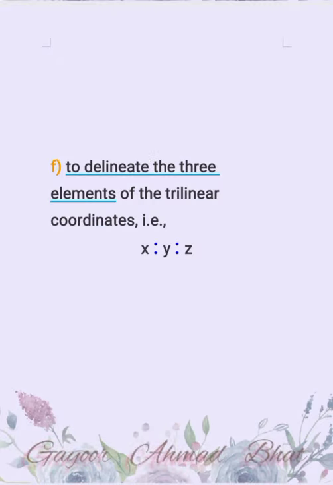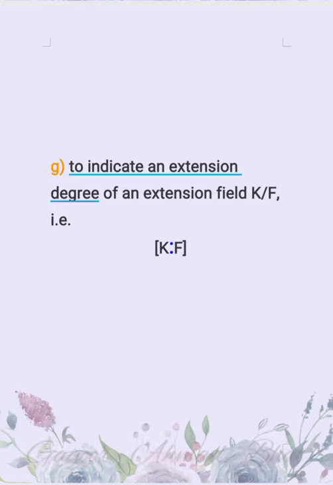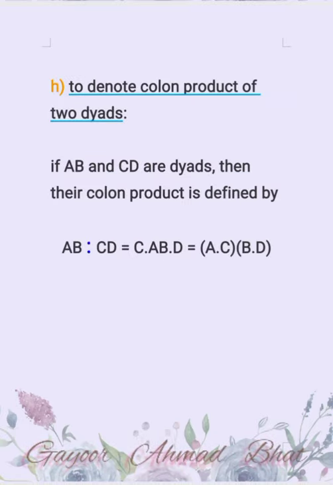Part F, to delineate the three elements of the trilinear coordinates, that is x : y : z, read x to y to z. Part G. To indicate an extension degree of an extension field, that is K : F or K to F. Part H.